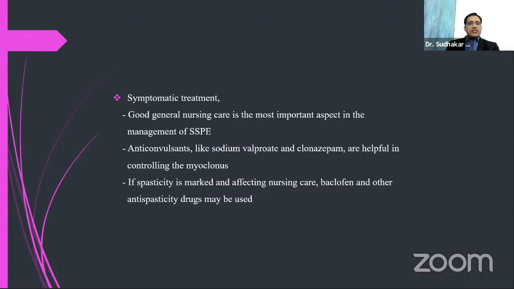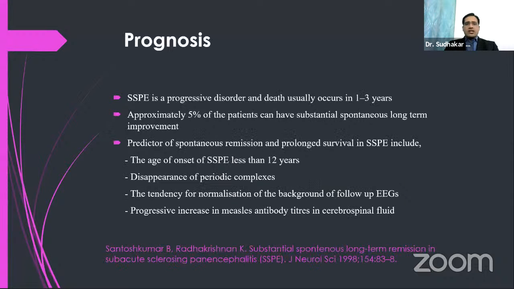Symptomatic treatment is good nursing care, and it is the most important aspect of management of SSPE. Anticonvulsants like sodium valproate and clonazepam are helpful in controlling myoclonus, and spasticity can be controlled by giving baclofen or other anti-spasticity medication. Prognosis: it is a progressive disorder and death is inevitable in the next 1 to 3 years, but in 5% of patients there is sometimes spontaneous remission.